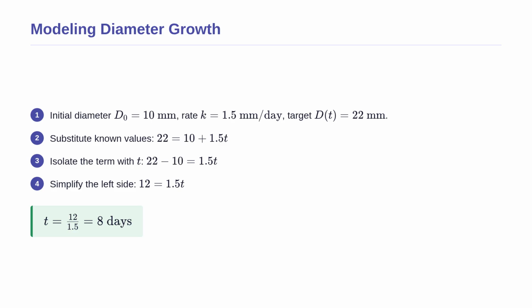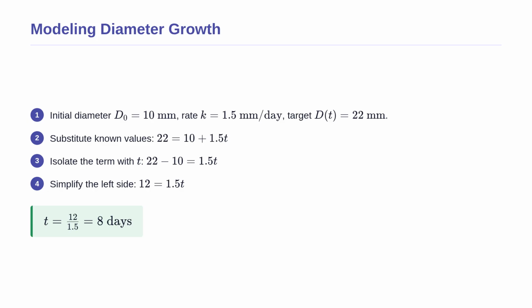Now that we have our linear formula, let us solve a practical clinical problem. Imagine a dominant follicle has an initial diameter of 10 millimeters. Ultrasound shows it grows at a steady rate of 1.5 millimeters per day. We need to find how many days it will take to reach a mature size of 22 millimeters. We plug our values into the linear model, setting 22 equal to 10 plus 1.5 times t.